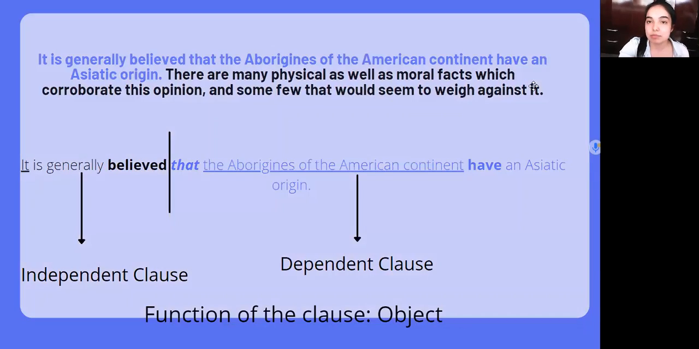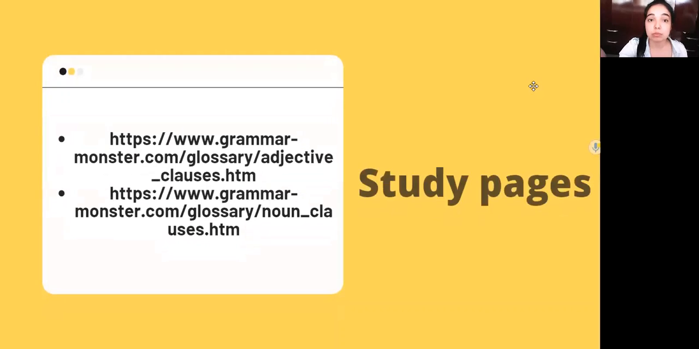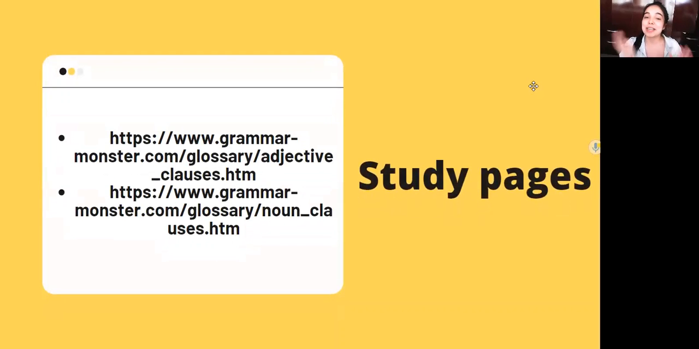Let's continue. Oh, we're at the end. Okay, so here you have some study pages that I also use for you to understand more, or if you want to clarify some doubts or study more about it, these pages will be very clear and useful for you.